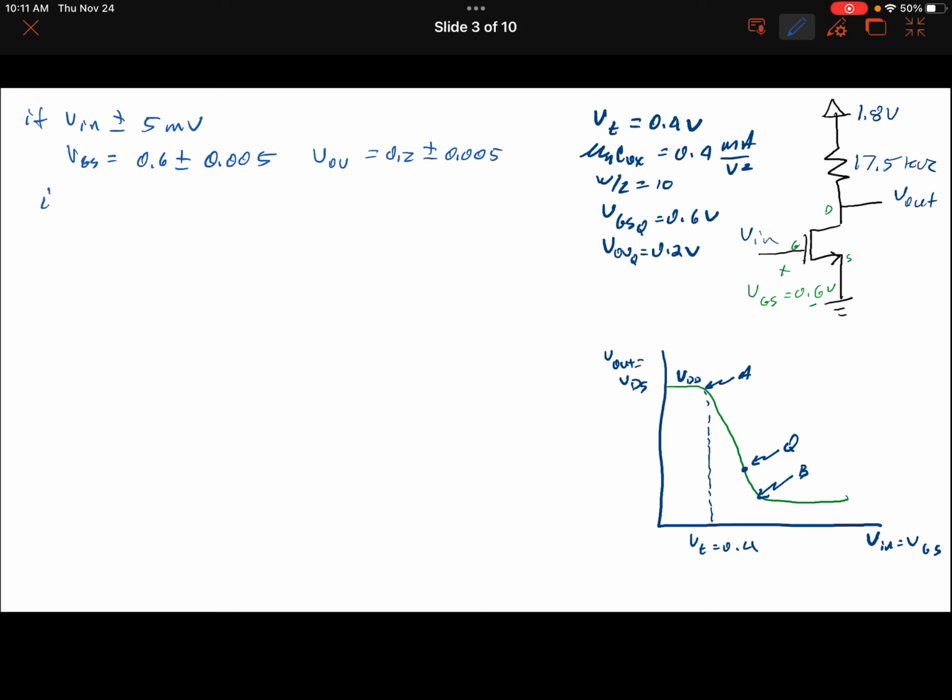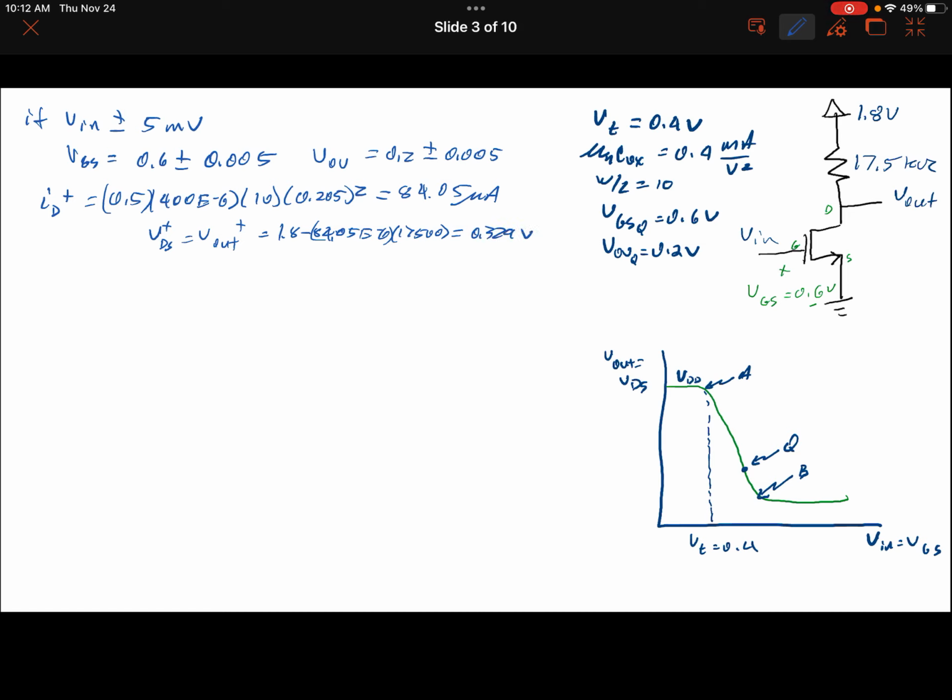So if we look on the high end, the largest the current will get, that would be 0.5 times 400 microamps per volt squared times 10 times, so the plus would be 0.205 on V overdrive, 0.205 squared, and we'd get 84.05 microamps, and that would cause a V out, which is VDS, call it plus, is 1.8 minus 84.05 e to the minus 6 times 17,500. That equals 0.329 volts. That's the highest we would go.